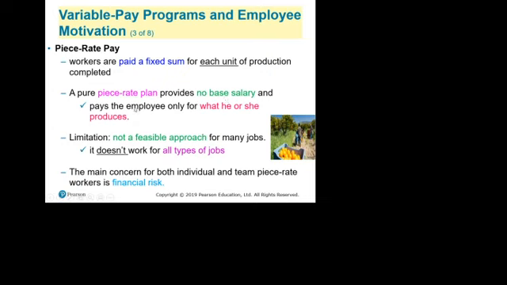They do not have a base salary, but the pay is given based on the amount of output that they produce. So it pays the employees only for what he or she produced. That means if they didn't produce anything, they will not receive anything. The limitation of piece rate pay is that it is not a feasible approach for many jobs, because it's not applicable for many jobs, and it also has a financial risk, especially if the employees didn't produce anything, they will not get anything.